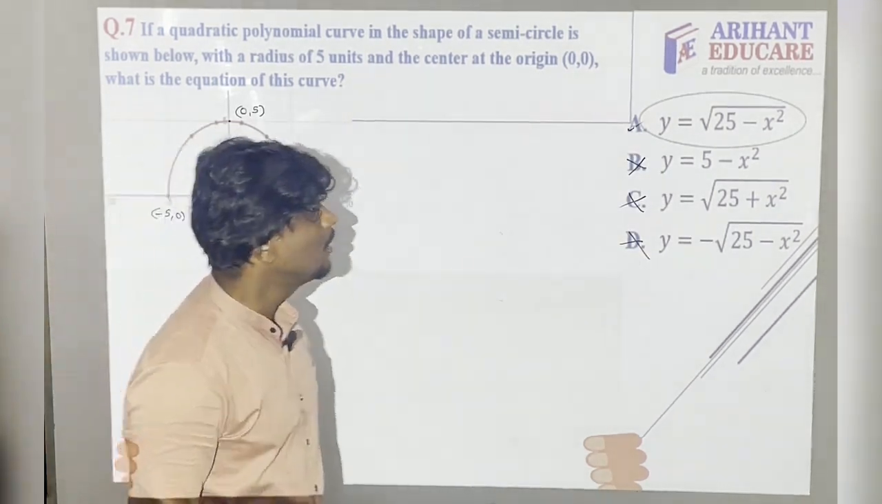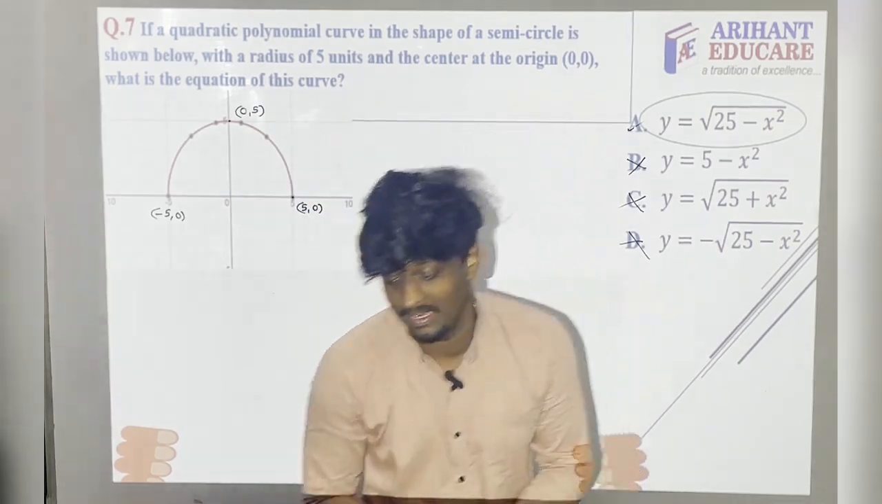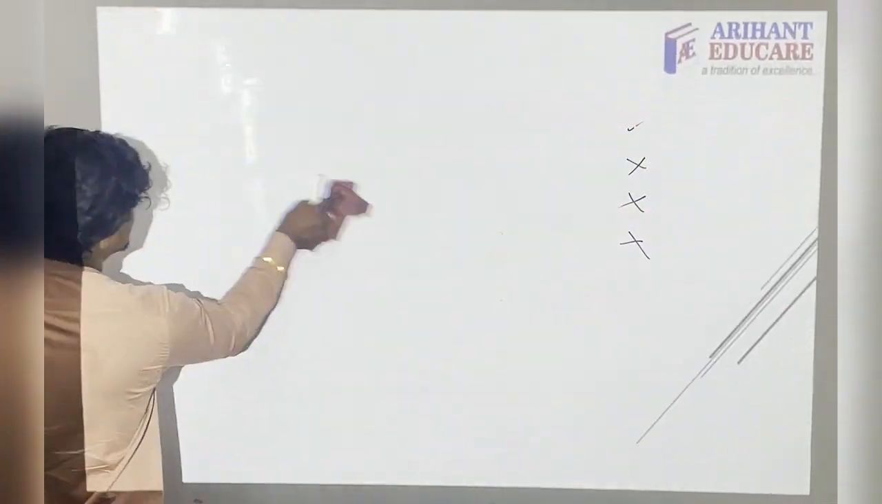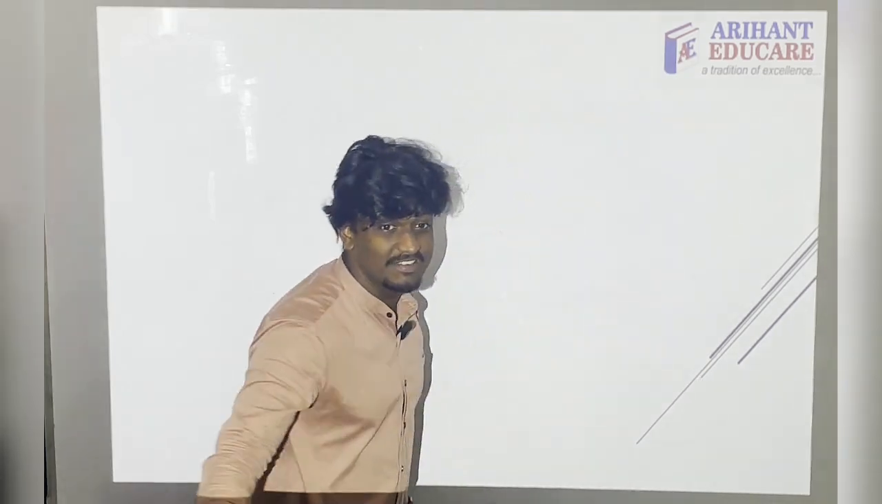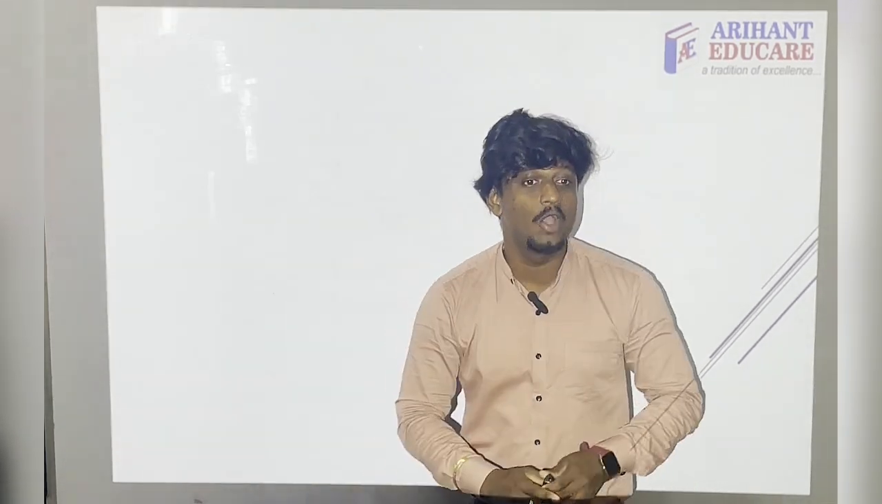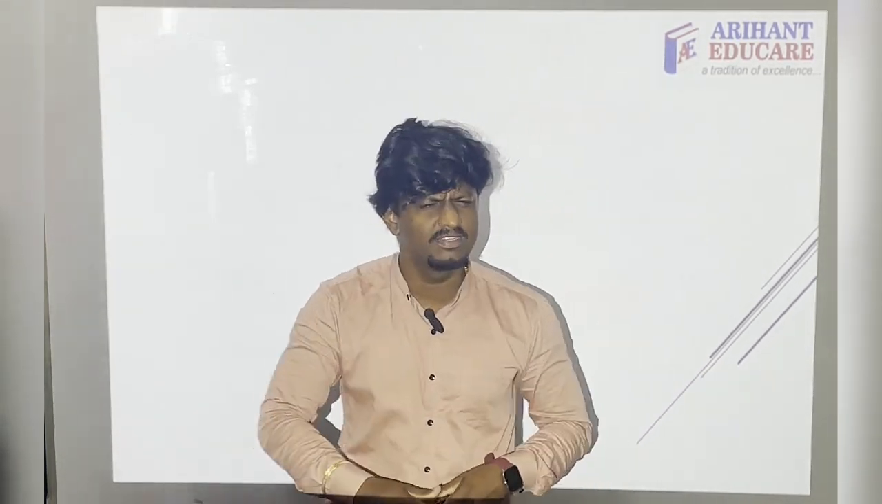Option A, y is equal to root of 25 minus x square. So that's it. We are done with 7 questions, and you know the reason why we go for 7 questions. I hope you understood this session of MCQs related to polynomials.